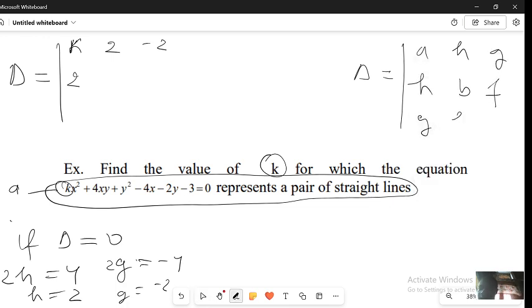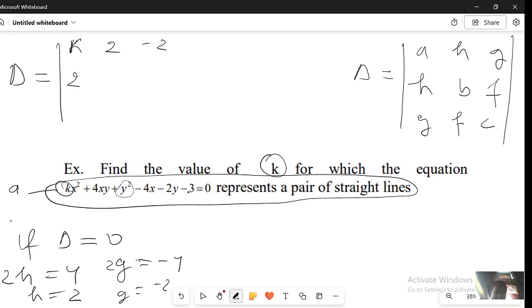Now, I have the a. My a is now represented by k. I have h, which is equal to 2. I have g, which is equal to minus 2. I have the value of h, 2, and b. What is the value of b? The value of b here is 1, because b is the constant of y squared, 1.